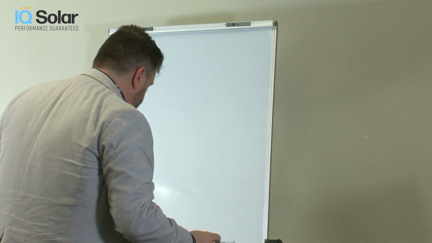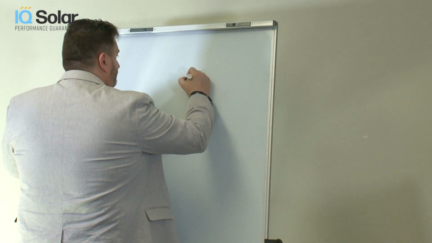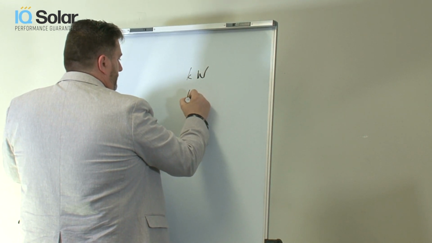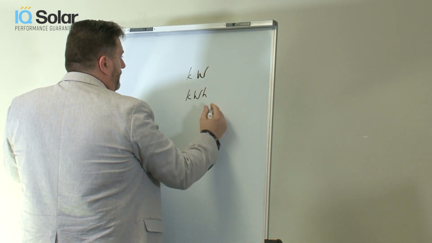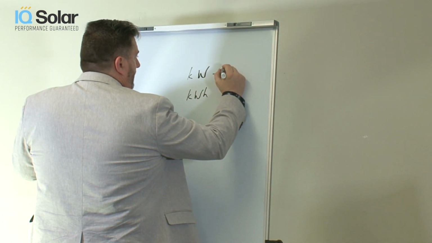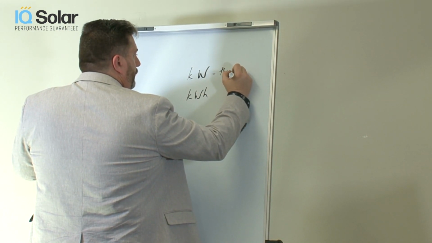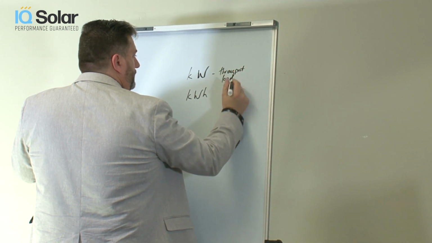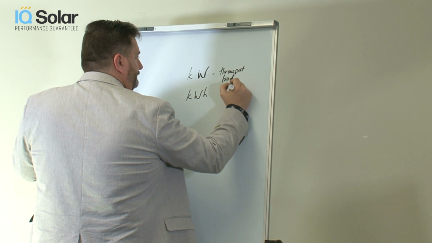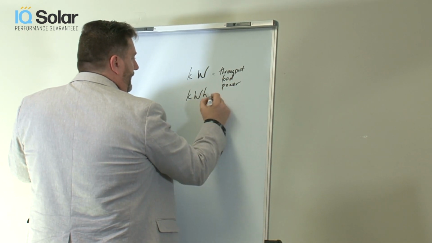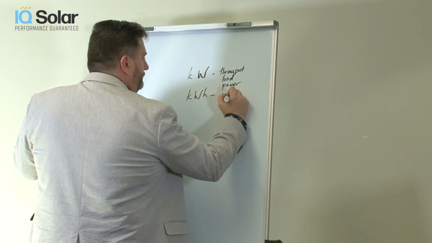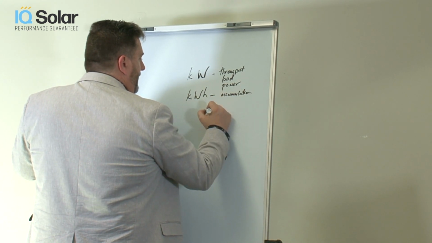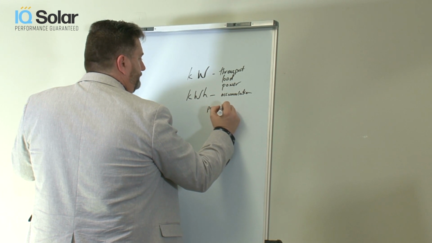So basically these terms are kilowatts, small k, large W, and kilowatt hours. Kilowatts, you could call it throughput or load or power. Kilowatt hour is an accumulation, or a measurement of power times time.